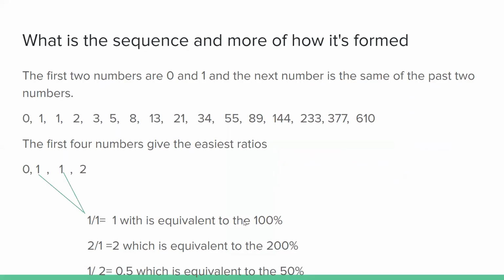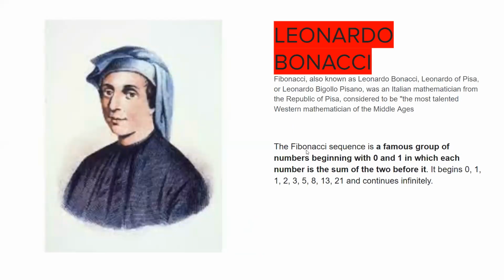We're going to look at that in a few minutes. So, what's a Fibonacci sequence? A famous group of numbers, beginning with 0 and 1, in which each number is the sum of the two before it. Like, look at this. We have 0, 1, 1, 2, 3, 5, 8, 13. Now, how does the Fibonacci sequence come about?